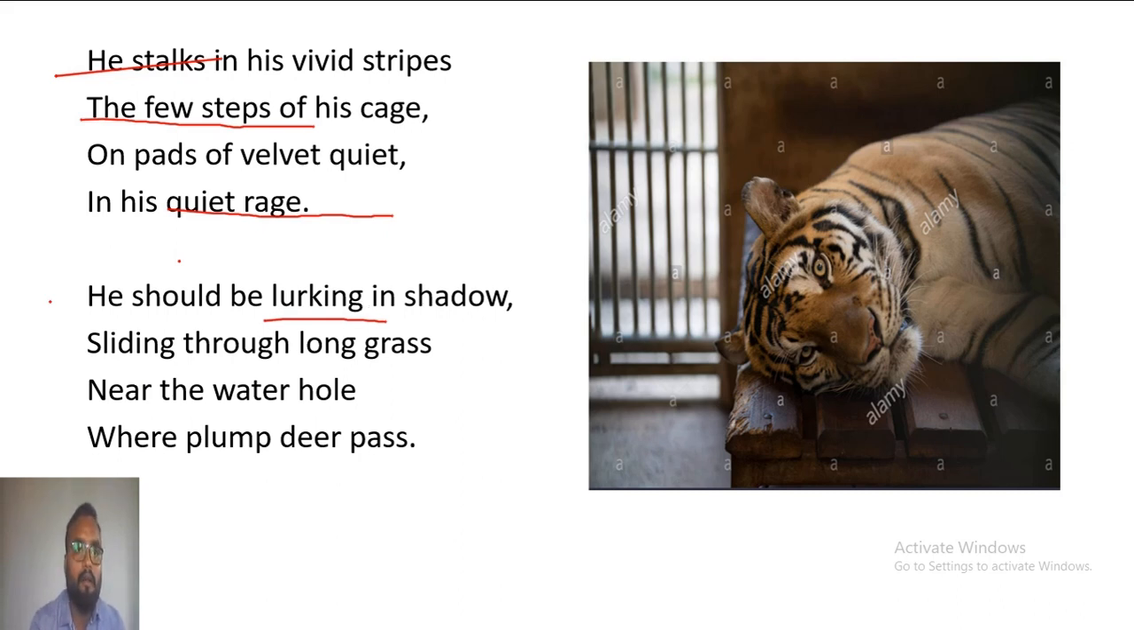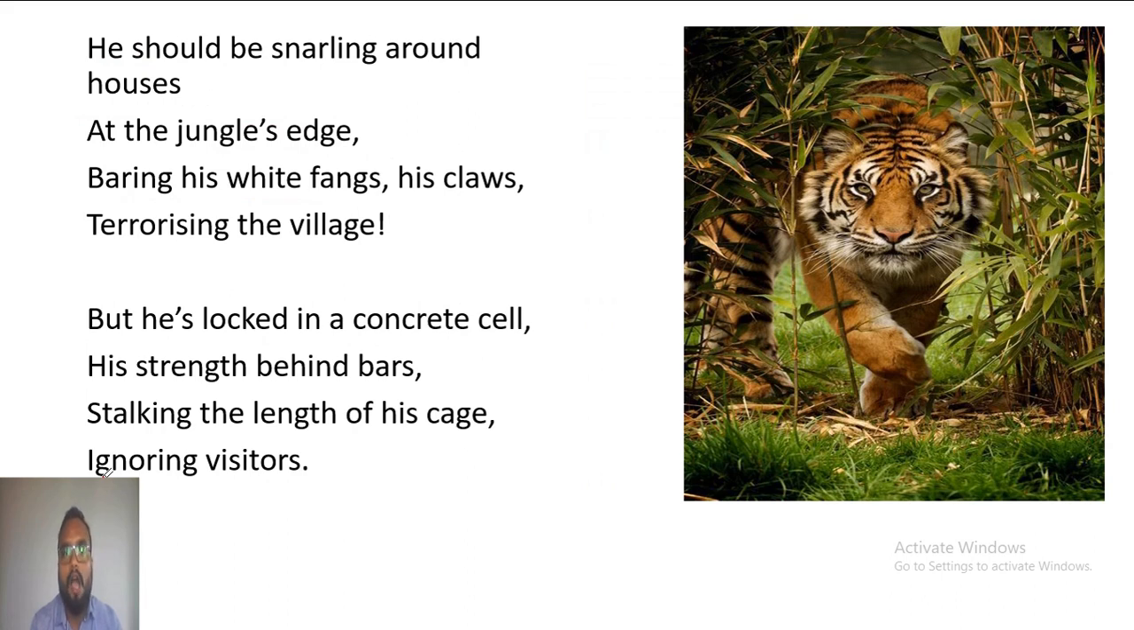Now, next paragraph. He should be snarling around houses at the jungle edge, baring his white fangs, his claws terrorizing the village. Again, the third paragraph describes the activity of a tiger in the forest in its natural habitat. He says he should be snarling. Snarling means roaring, terrorizing the village. It should have been in its natural habitat. It would have been roaring around the houses at the jungle edge, baring his fangs, his claws terrorizing the village.